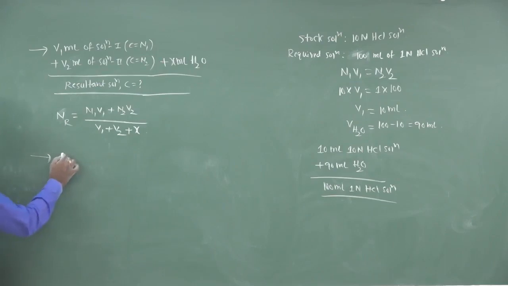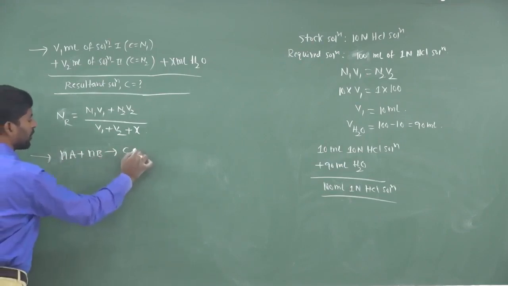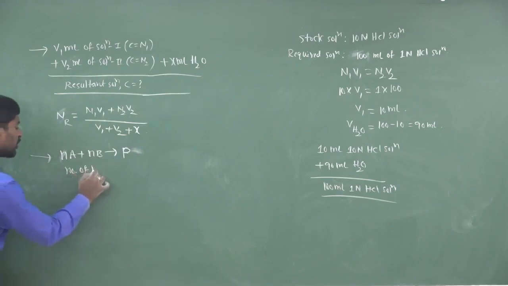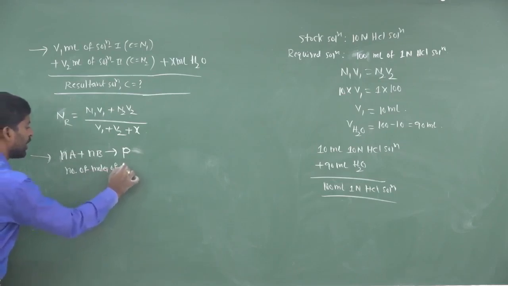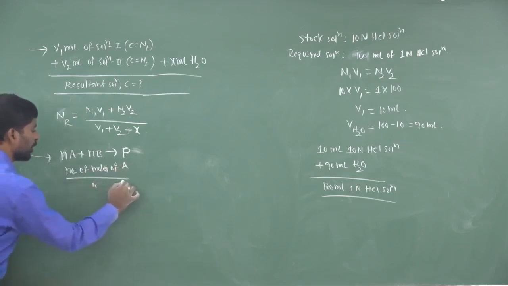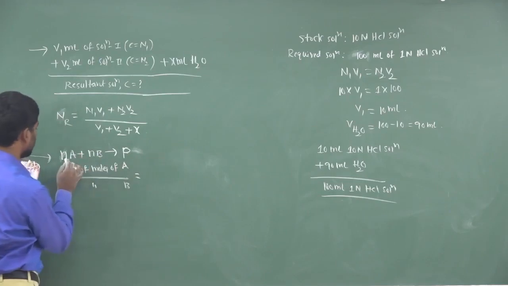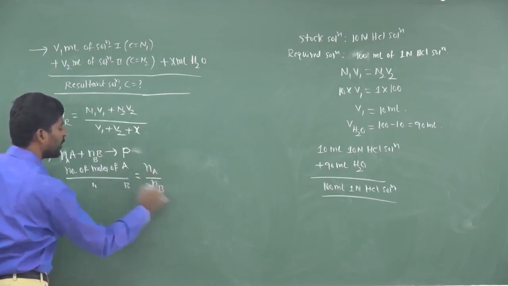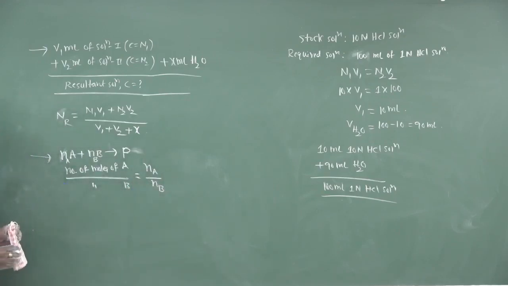Previously we considered a reaction like this: n moles of A plus n moles of B gives rise to, for example, a product and some C. This reaction we considered. What about the ratio of the number of moles of A to the number of moles of B? Let us consider this is Na, this is Nb. So the number of moles of A by the number of moles of B is Na by Nb.